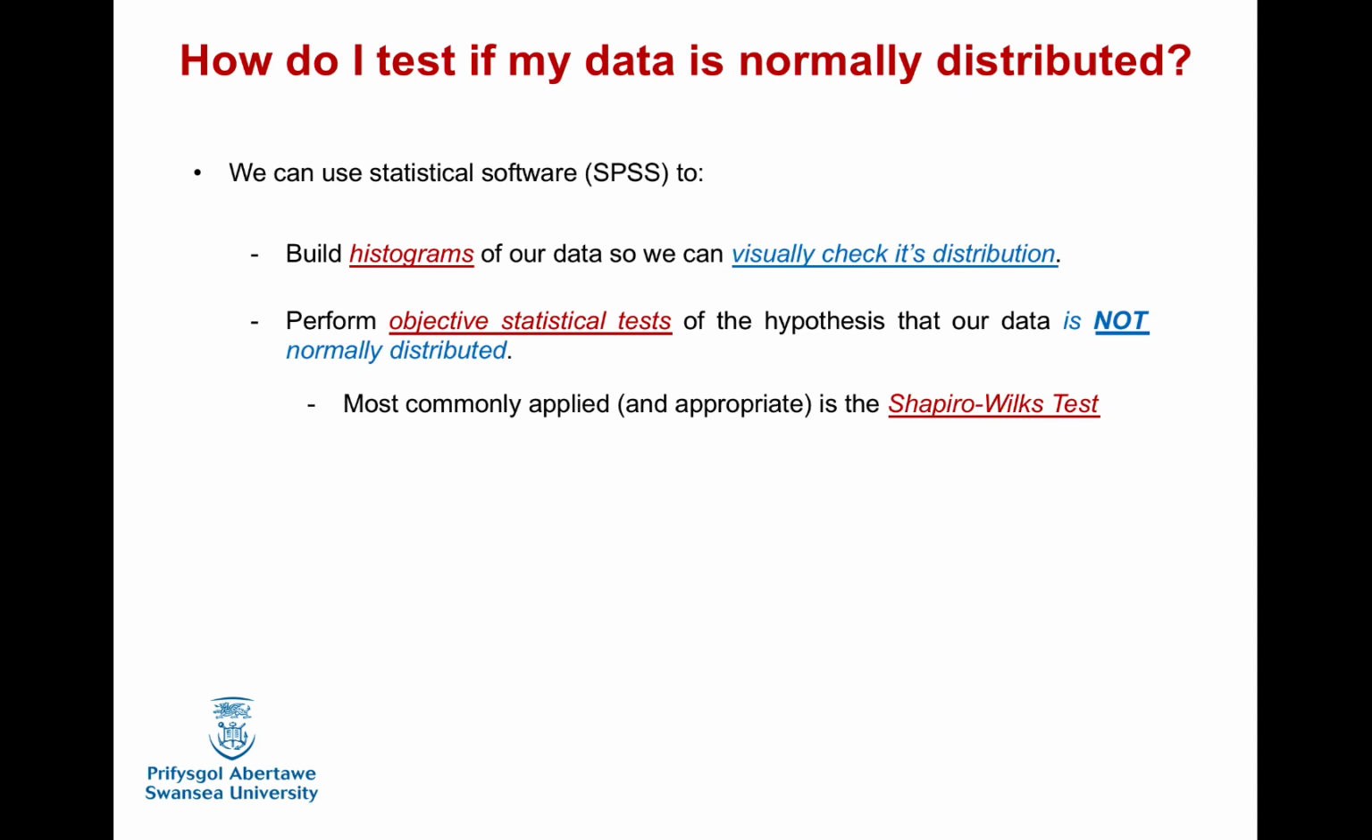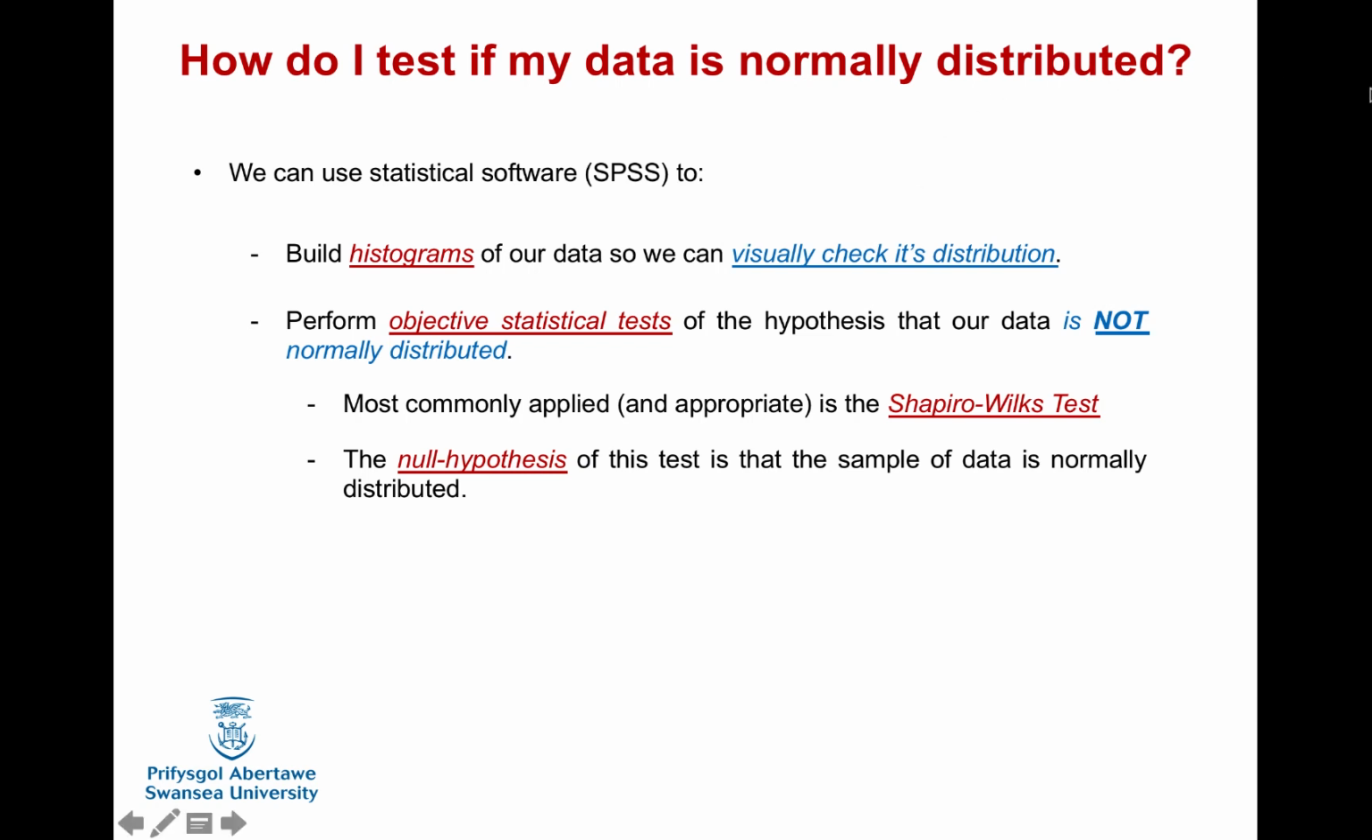The most common one, and the one that we're going to go through in workshop 2, is called the Shapiro-Wilks test. That's probably the most appropriate one that you would apply in sport exercise science. There are others out there, but you can look those up in your own time if you're interested. The Shapiro-Wilks test is the one that I would recommend that you apply in the majority of cases.